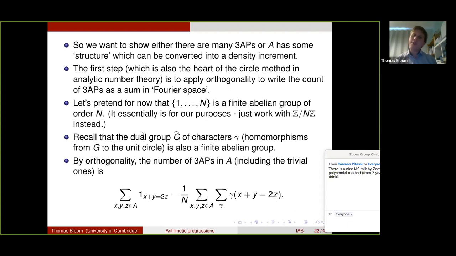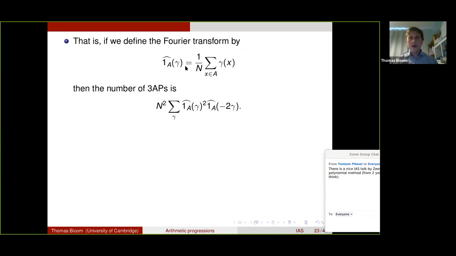Because it's a finite abelian group, we have a dual group of characters, which are just the homomorphisms from G to the unit circle. They obey the standard orthogonality relationships, which means in particular that if I'm looking at the count of three-term progressions in A, on the left-hand side here, I can express this linear condition, x plus y equals 2z, which says that x, y, and z are an arithmetic progression, using characters. If I define the Fourier transform by 1_A hat at gamma as the average of the character gamma applied to A, then I can write the number of three-term progressions in A as basically the sum over all gamma of the Fourier transform cubed. There's a minus 2 here in one of the factors, but there's no need to concern yourself.